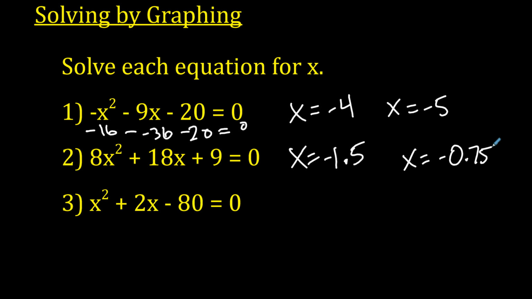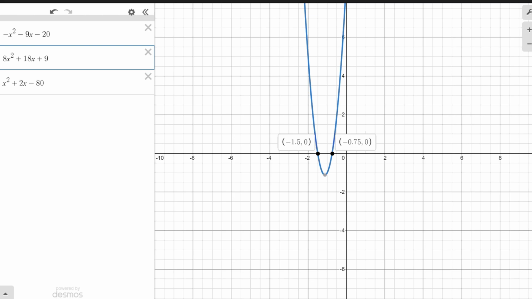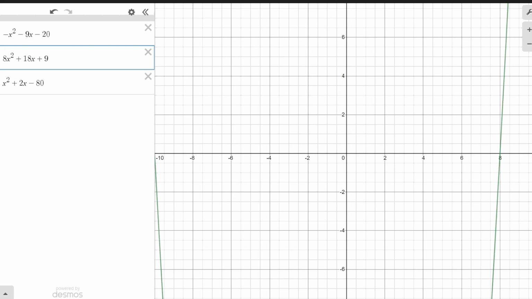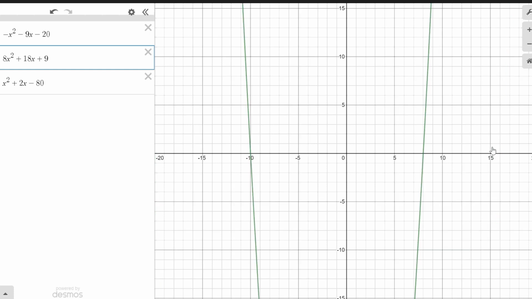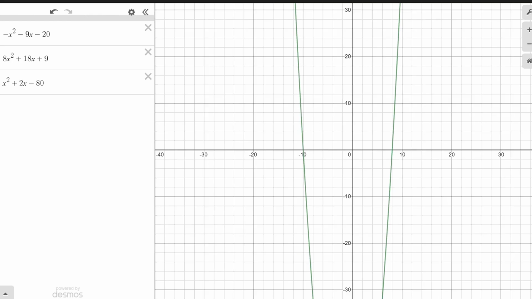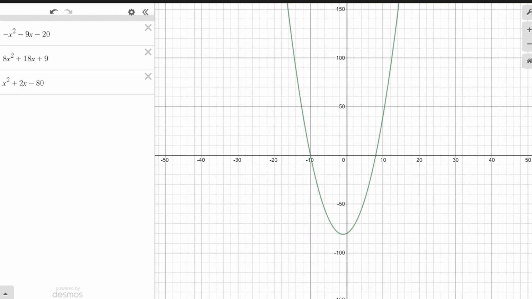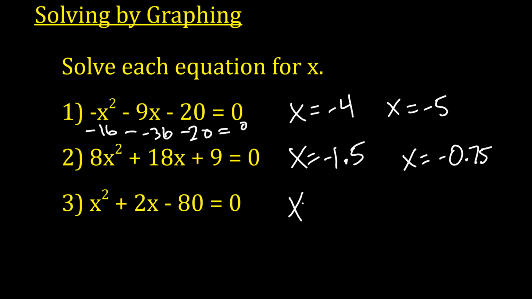All right, and then let's look at the last one, x squared plus 2x minus 80. We'll turn off the previous one, and there is x squared plus 2x minus 80. And what I can do is I can zoom out by clicking on this zoom out here, or you can just pinch and zoom too. I'm just going to pinch and zoom with my fingers. And so this one crosses at 8, 0 and negative 10, 0. And so the y value is 0, and that's what we're trying to figure out. So our x values are 8 and negative 10. All right, so this is x equals 8, x equals negative 10.